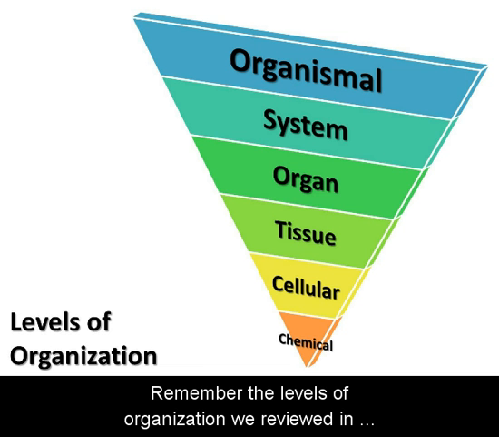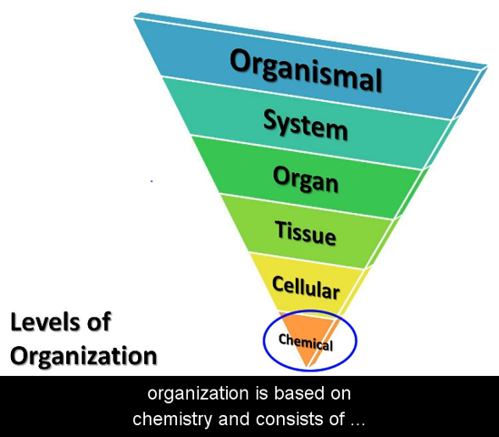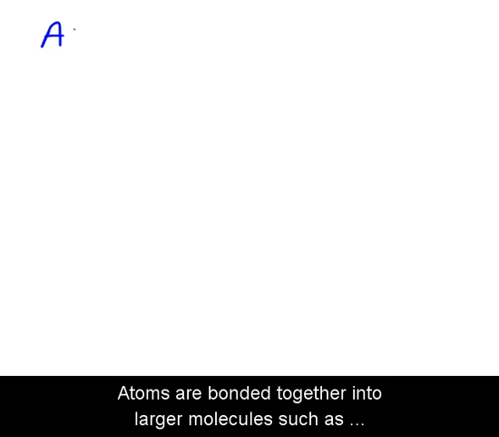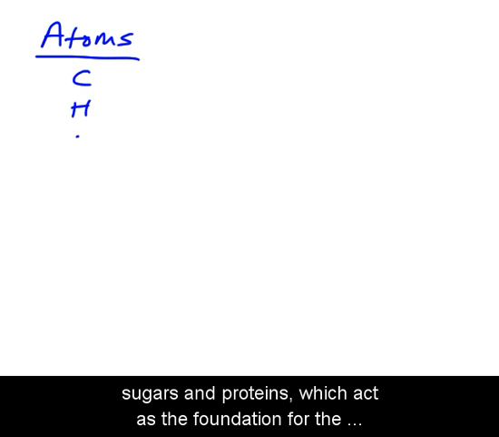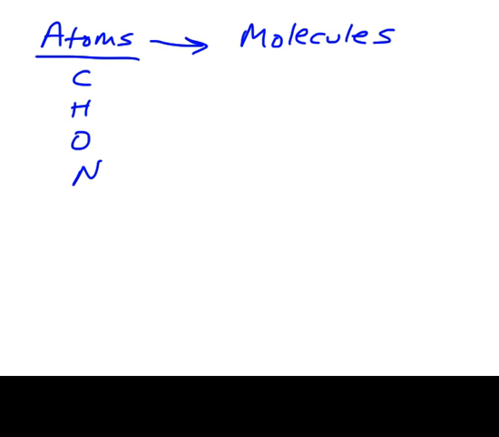Remember the levels of organization we reviewed in podcast 1.2. The lowest level of structural organization is based on chemistry and consists of atoms and molecules. Atoms are bonded together into larger molecules such as sugars and proteins, which act as the foundation for the structure and function of cells, the smallest unit of life.